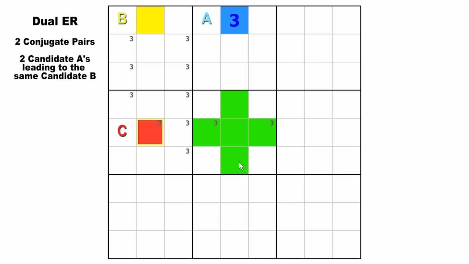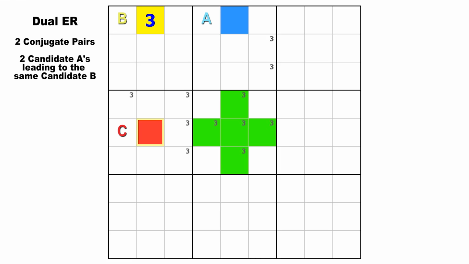Okay, but let's put it back in. But now let's say that the candidate 3 in row 1, column 5 is false. Then that means the candidate 3 in the yellow cell, which is our candidate B, must be true because that's a conjugate pair in row 1. So if that 3 is true, that also negates the 3 in the red cell. So that candidate 3 is false either way.